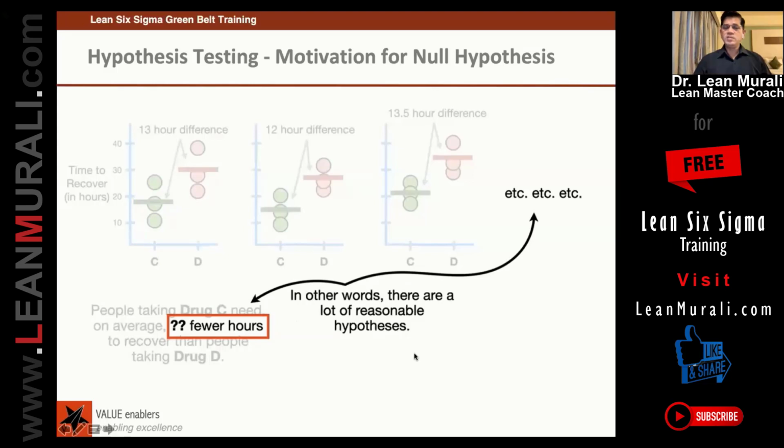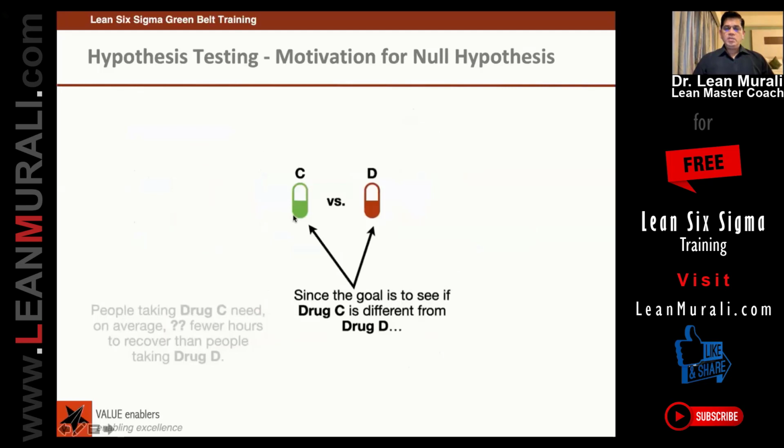In other words, there are a lot of reasonable hypotheses. But how do we know which one to test? That's the question. Since the goal is to see which is different, it is not about whether it is 13 hours, 12 hours, this thing. In hypothesis, we can say, oh, this is different from this.